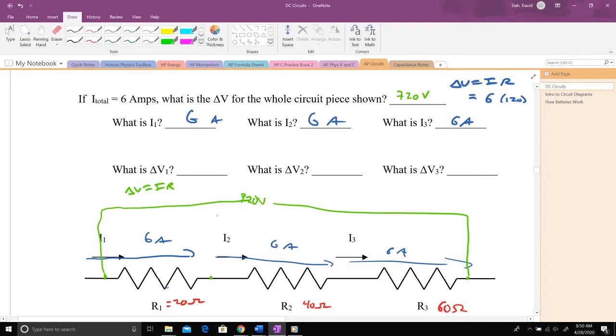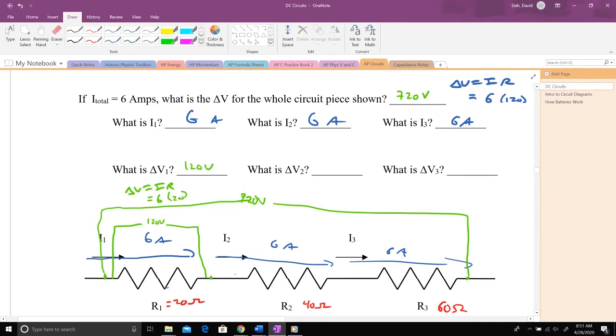But now, if I go ahead, I'm going to hook my voltmeter up just for each individual part. What's the delta V for resistor 1? That would be if I hooked up my voltmeter from here to here, just on either side. Delta V is IR, so my delta V is going to be 6 amps flowing through just this first resistor, 6 through 20. That'll be 120 volts.